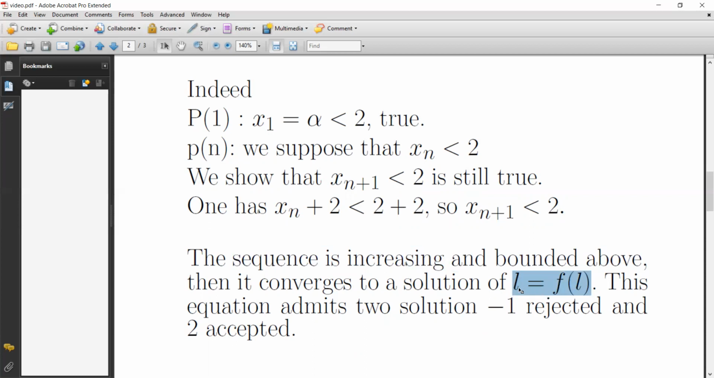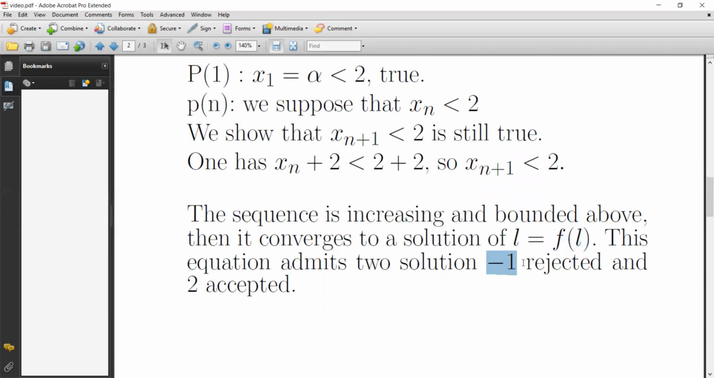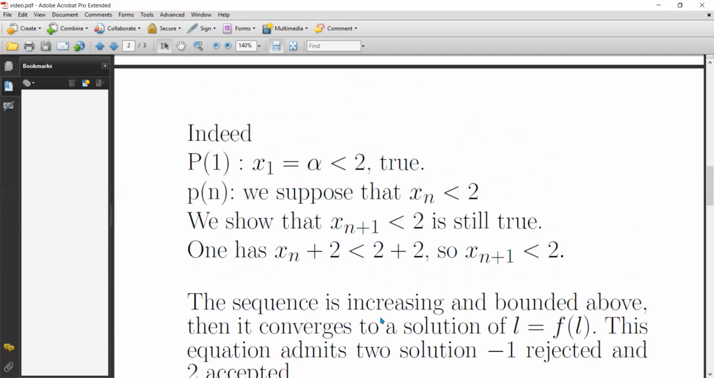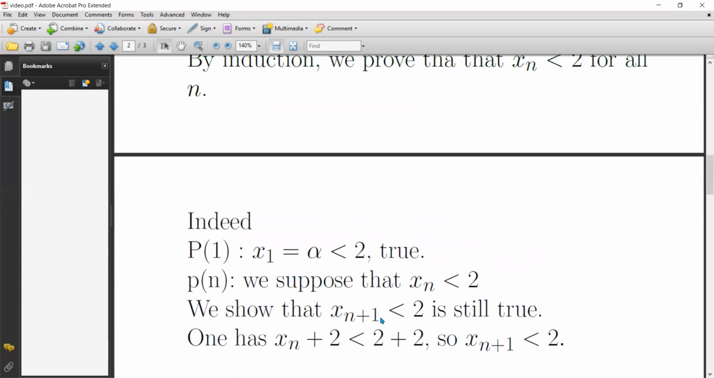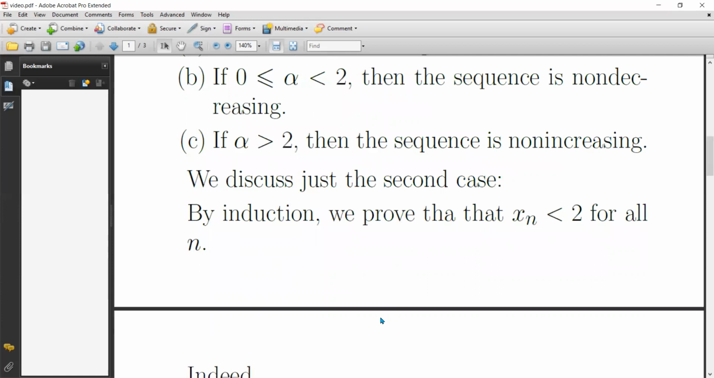For the solution of L equals f of L, we have two solutions, -1 which is rejected. Why is it rejected? Because our sequence is increasing and it starts from alpha, and alpha is greater than or equal to 0. So it remains the second solution, which is 2, and we finish by saying that this sequence is convergent and it converges to 2.